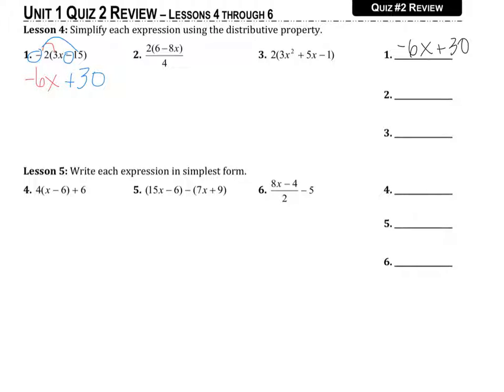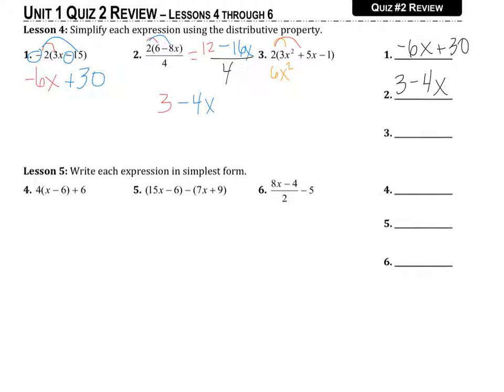All right, the next one, we first need to use the distributive property in the top. So 2 times 6 is 12. 2 times negative 8x is negative 16x. And we're still going to divide by 4. So 12 divided by 4 is 3. And negative 16x divided by 4 is negative 4x. So 3 minus 4x. And next we have 2 times 3x squared is 6x squared.